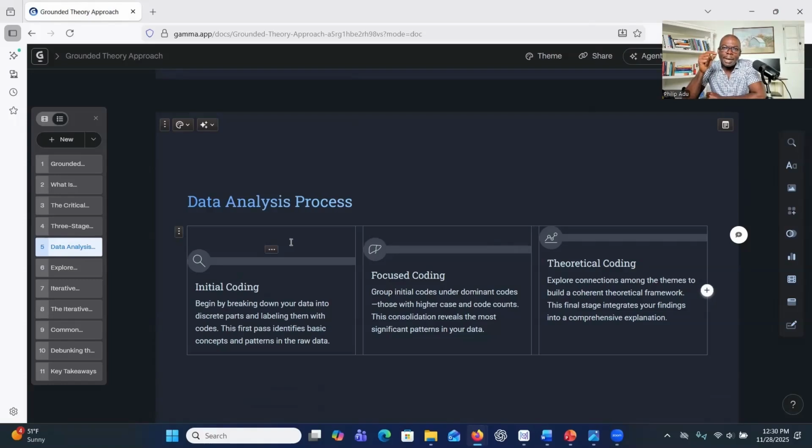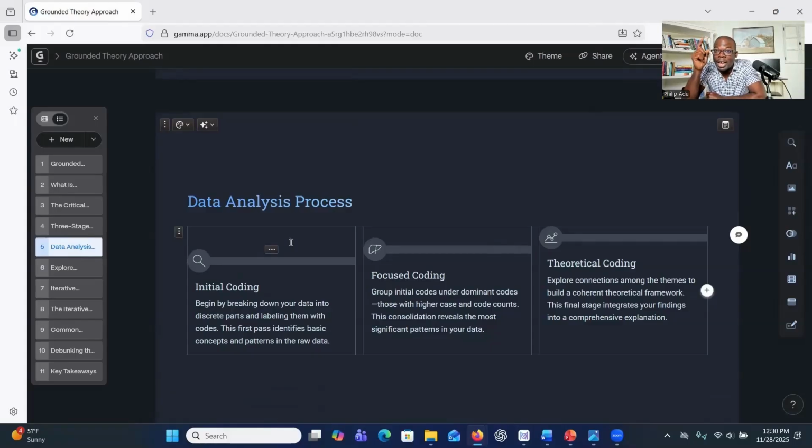How many participants are connected to a specific code? Let's say you have 10 codes, and for one of the codes, maybe 8 out of 10 participants are connected to that code. The rest are maybe 7 out of 10 and 2 out of 10. So the dominant code is the one that has 8 out of the 10 participants.